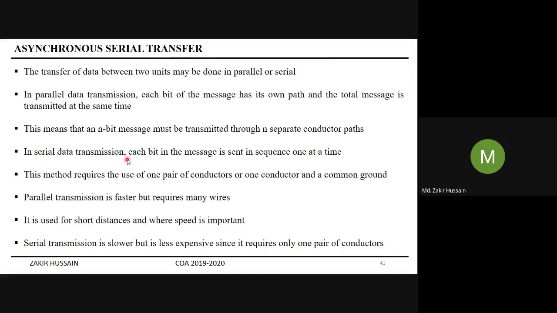In a serial data transmission, each bit in the message is sent in sequence, one at a time. So this method requires the use of one pair of conductors, or one conductor and a common ground. So this is about the common ground here.